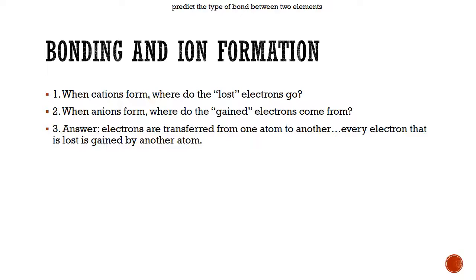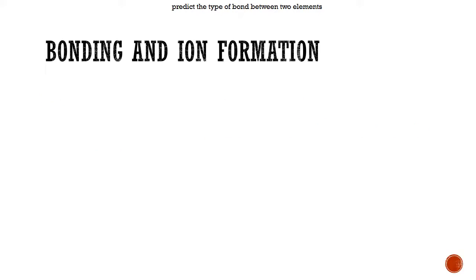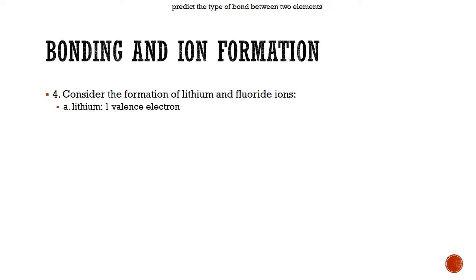Well, the answer here is that electrons are transferred from one atom to another. In other words, if a cation formed, that lost electron is being gained by another atom. Or if an atom is forming an anion and gaining an electron, that electron is lost from another atom. So every electron that is gained by one atom is lost by another. So let's consider this whenever we talk about the formation of ions from lithium and fluorine.